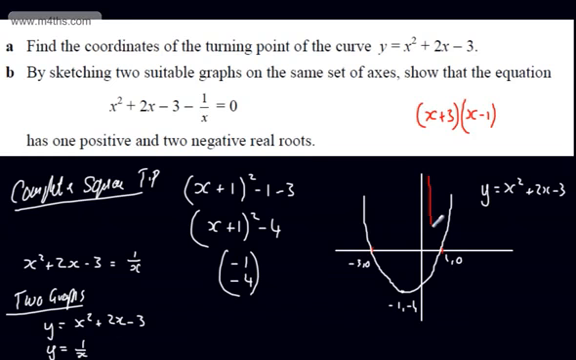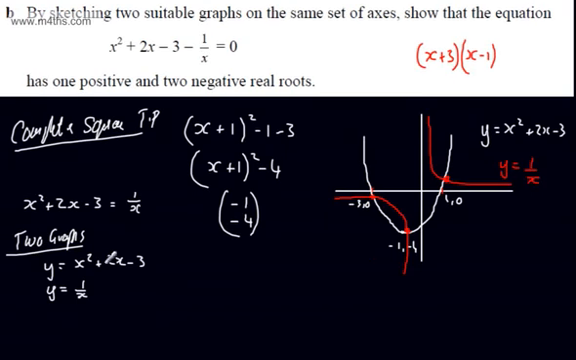So we've seen this in action like so. So that is our positive root, and we can see that we're going to have two real roots in the negative area. That's not massively accurate, but it gives us some idea. So there's our positive one, and we can say y is equal to 1 over x. And we've done this purely graphically by sketching two suitable graphs. Well, there's our two suitable graphs. y is equal to x squared plus 2x minus 3, and y is equal to 1 over x.